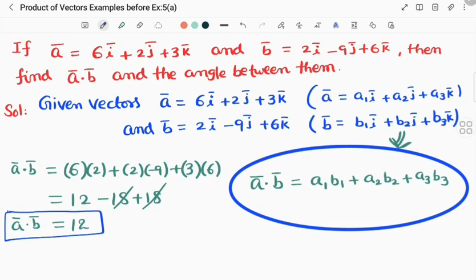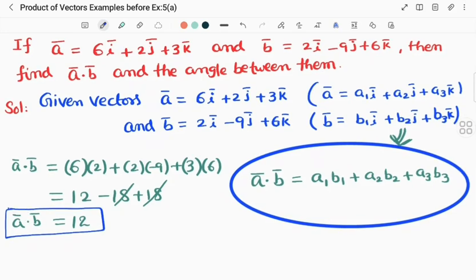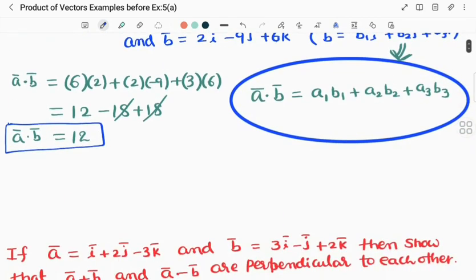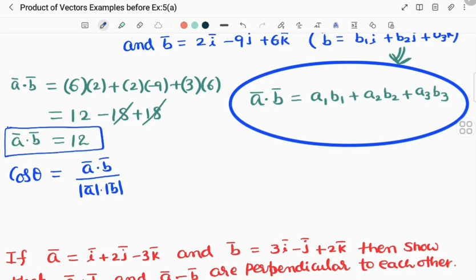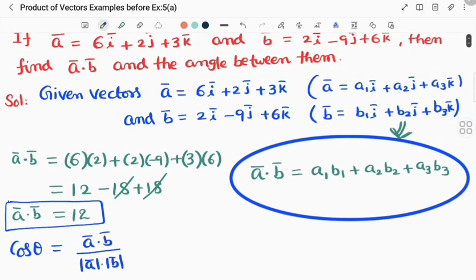Next, they are asking to find the angle between them. So to calculate the angle between the two vectors, we have a formula now. So cos theta equal to A bar dot B bar by mod A bar into mod B bar. So for that we need to calculate the magnitude of these vectors. So first vector A bar is there now. We will write it as mod A bar equal to.